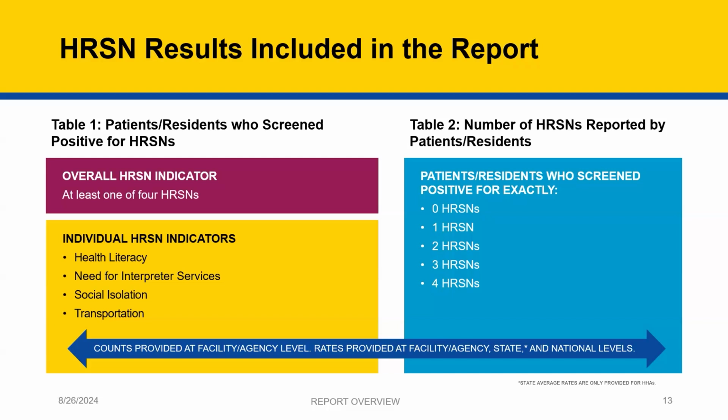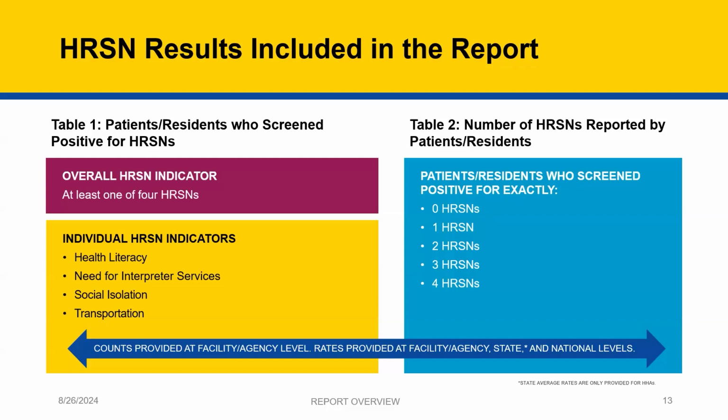Additionally, we also want to know how many HRSNs patients and residents tend to have in a 12-month period. For example, what percentage of patients or residents have only one HRSN, what percentage have 2 HRSNs, and so on. Therefore, Table 2 of the report provides results that display the number of HRSNs reported by your patients or residents. Specifically, it identifies patients or residents who screened positive for 0, 1, 2, 3, or all 4 of the HRSNs.